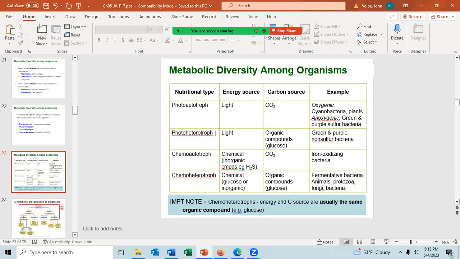And I think everyone knows that green plants are photoautotrophs, but there are green bacteria like the cyanobacteria, which also get their energy source from light and their carbon source from CO2. So they're photoautotrophs. There are examples of oxygenic photoautotrophs that produce oxygen, both cyanobacteria and green plants.